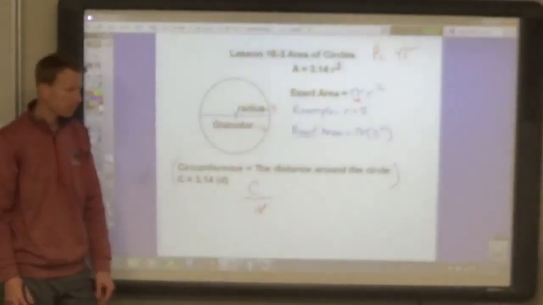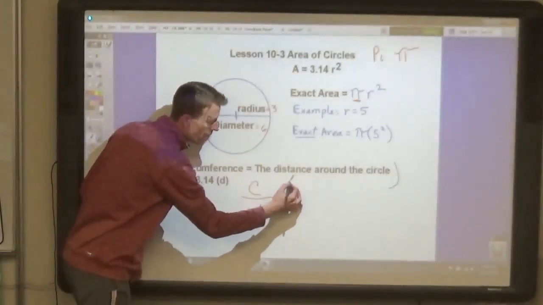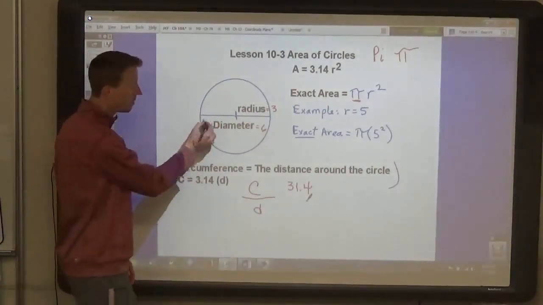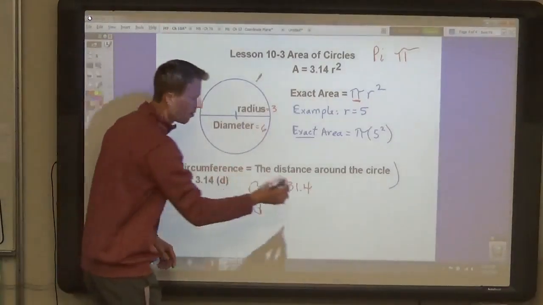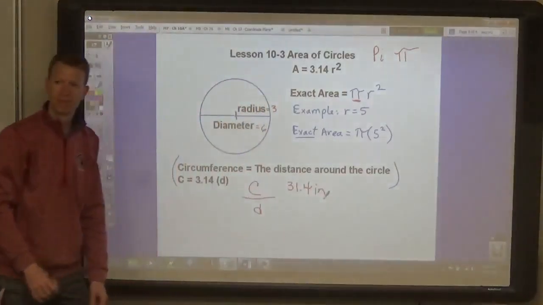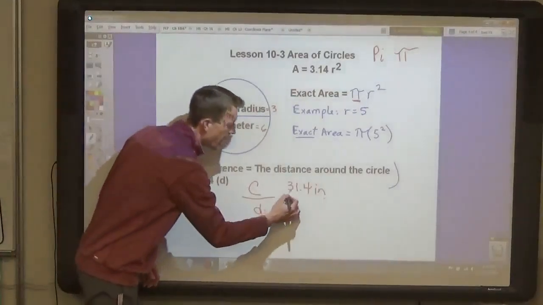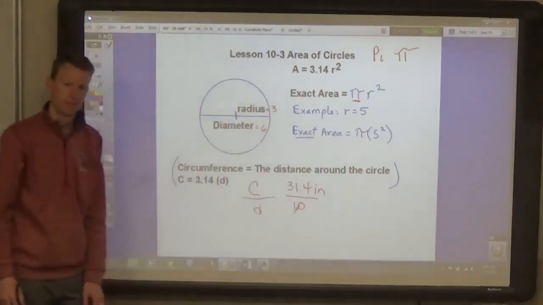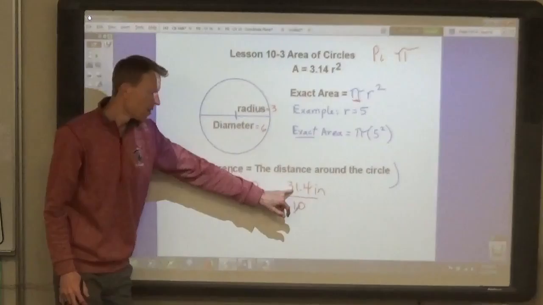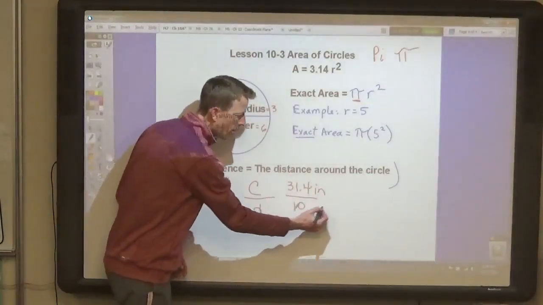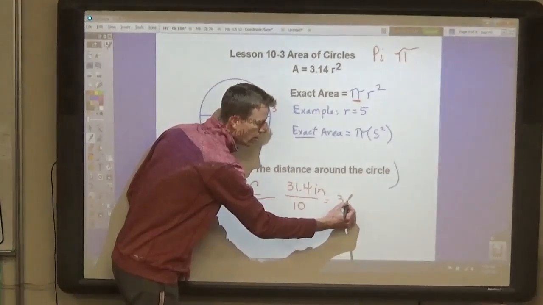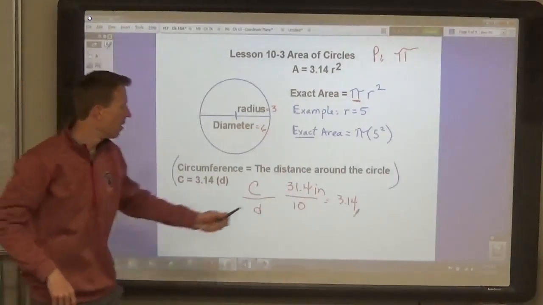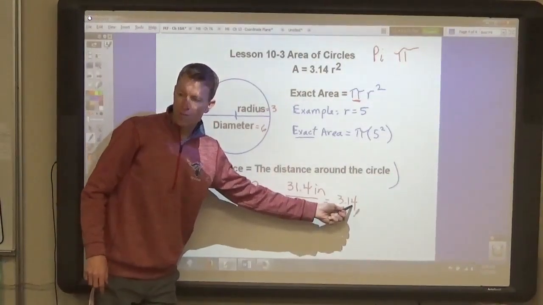So in other words, if the circumference is 31.4, if you measure the distance around the circle and it's 31.4 inches, and the diameter would be 10, if you divide the circumference by the diameter, you get this ratio. And that's true for every circle. Every true circle has a ratio of 3.14.